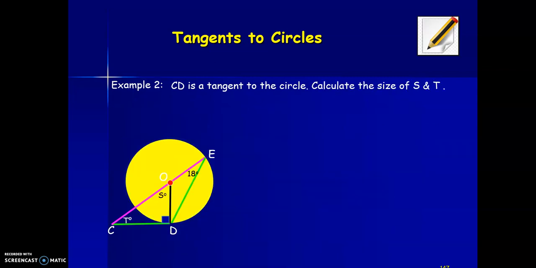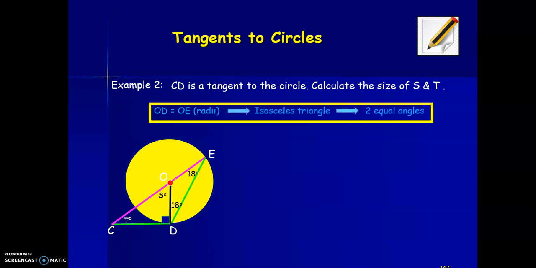Let's look at a second example here. Again, we're told CD is a tangent to the circle, so automatically fill in the right angle. This time we're being asked to calculate the size of angle S and angle T. Before we can calculate the size of angle S, we need to work out the missing angles in triangle DOE. Now, the important thing that we realise in this question is that OD and OE are both radii. So therefore, triangle DOE is an isosceles triangle, which means we have two equal sides and therefore two equal angles.